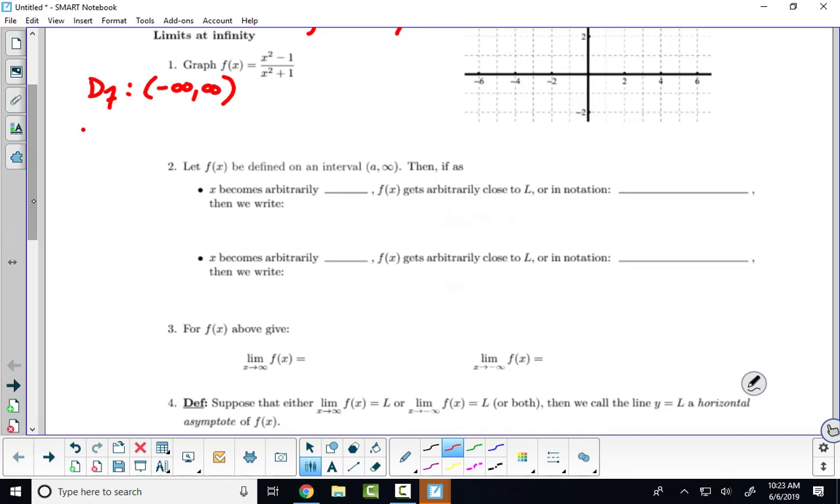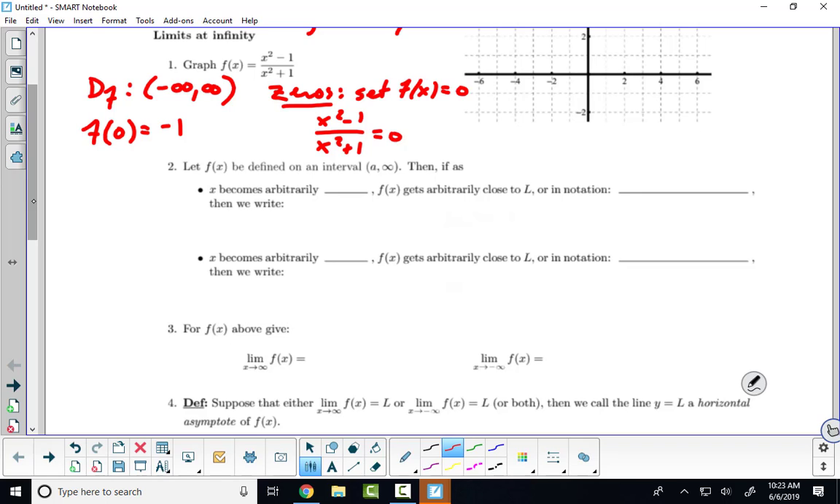Okay? And so let's just do a couple of things. What is f of 0? Let's find the y-intercept. The y-intercept is -1. Everyone okay with that? Okay. Let's find the zeros of this thing. How do you find the zeros of a function? You set the function equal to 0, right? Well, that happens when x squared minus 1 over x squared plus 1 equals 0.